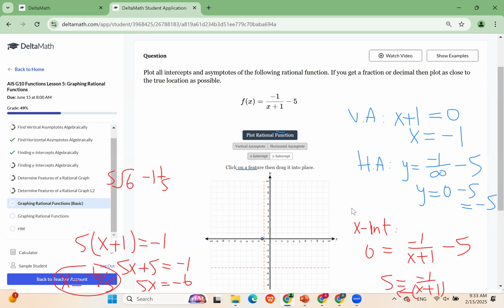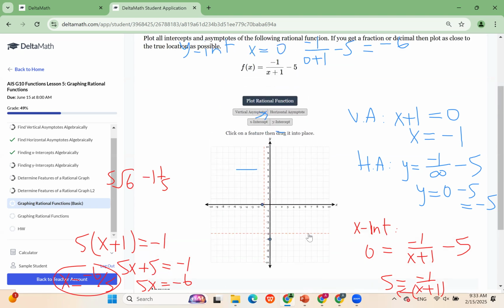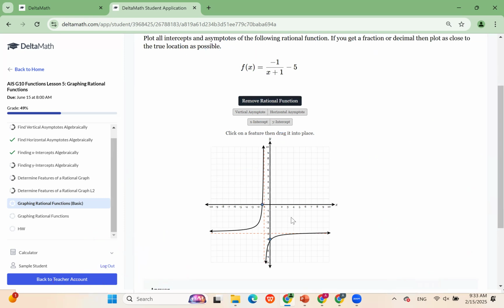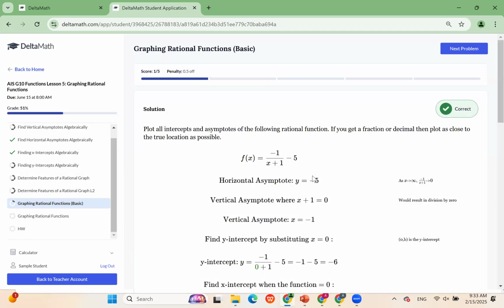Finally, for the y-intercept, this is easy. All I have to do is plug x as 0. So this becomes -1 over 0 plus 1, minus 5, which is -6. So for the y-intercept, all I have to do is take this point here and put it at -6. And we are done. So plot the rational function. And this is it. We have graphed the rational function. Submit the answer. And we're good.